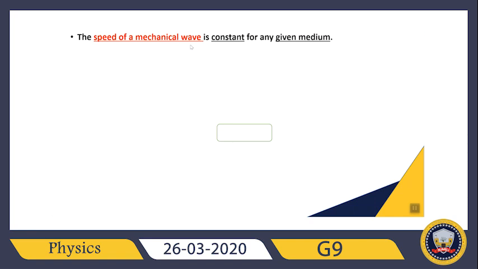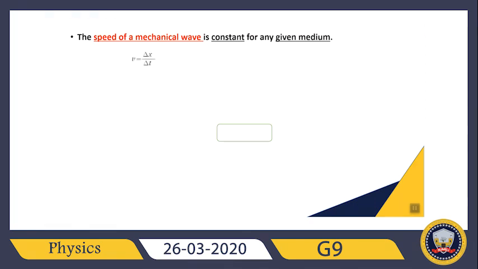So for example, the speed of sound is constant in air, equal to about 340 meters per second, while in liquids like water it equals 1500 meters per second, and in solids about 1850 meters per second. So always the speed of a mechanical wave is constant for a given medium. Okay, how can we calculate it? Now let's see how we can calculate it.